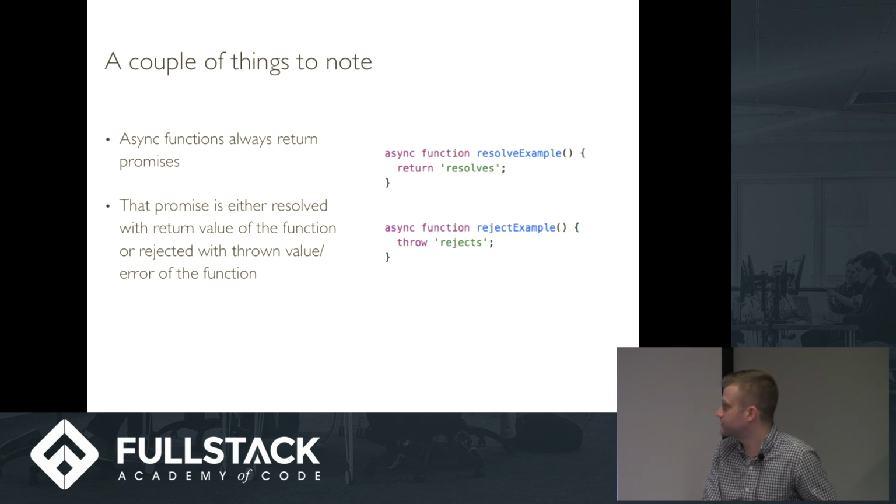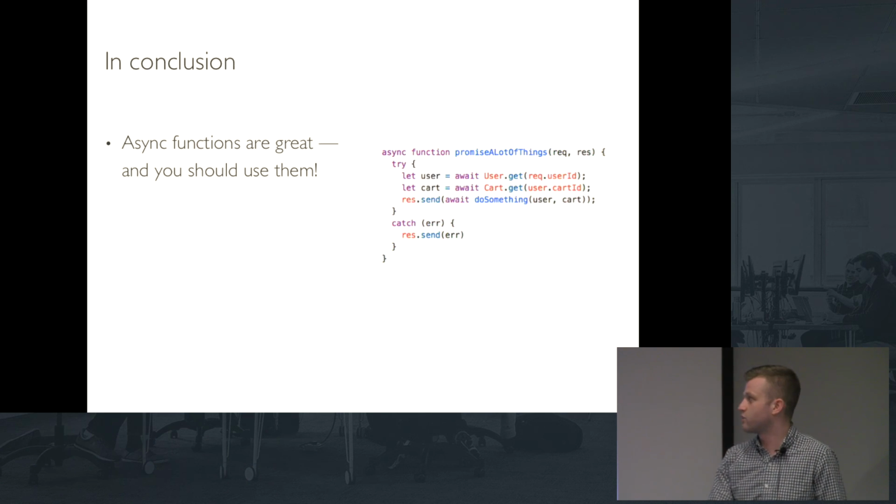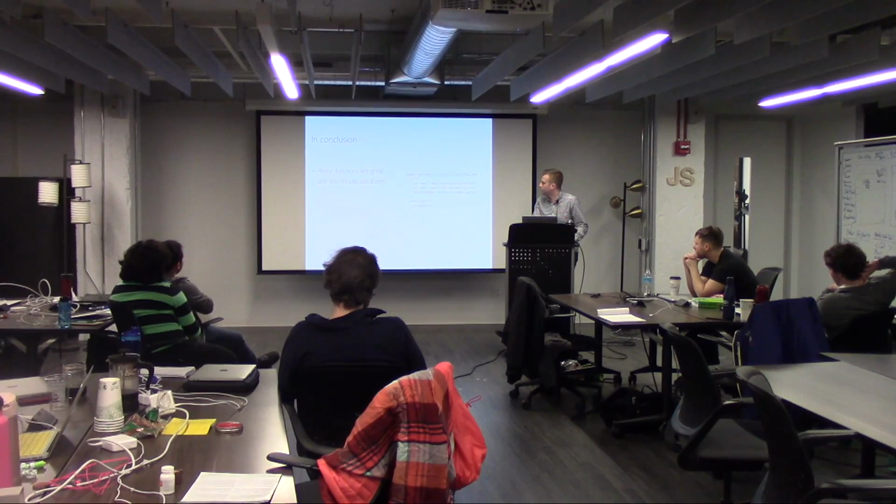So that's basically it, those are the main ways to use it. And with that, I think you guys can probably replace a lot of those promise dot then dot then dot then with just a quick async await block. So that's my presentation. Async functions are great, you should use them in your code.